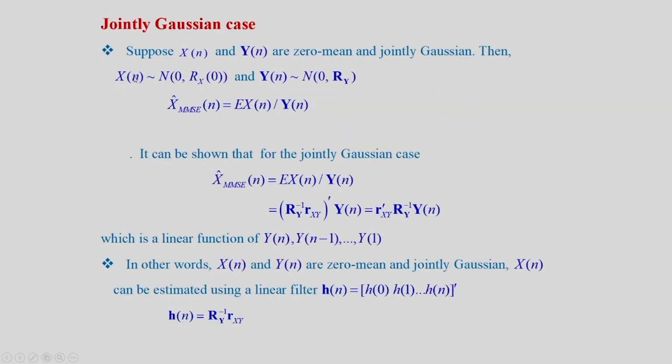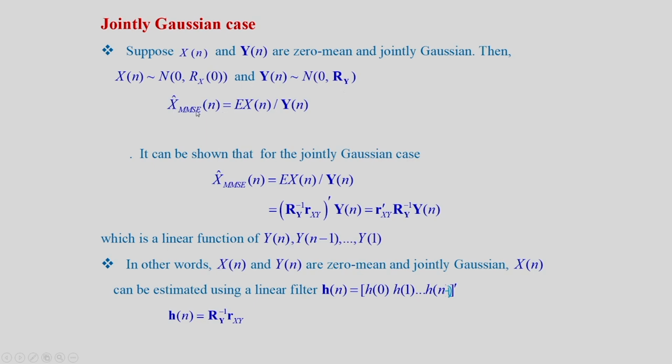We will consider a simple case, that is the jointly Gaussian case. Suppose xn and yn are 0 mean and jointly Gaussian. Then xn is distributed as normal with mean 0 and variance Rx of 0, because 0 mean, therefore, variance will be Rx of 0 only. And yn is distributed as normal with mean 0 vector and covariance Ry matrix. So, again this covariance matrix is equal to Ry because of 0 mean.